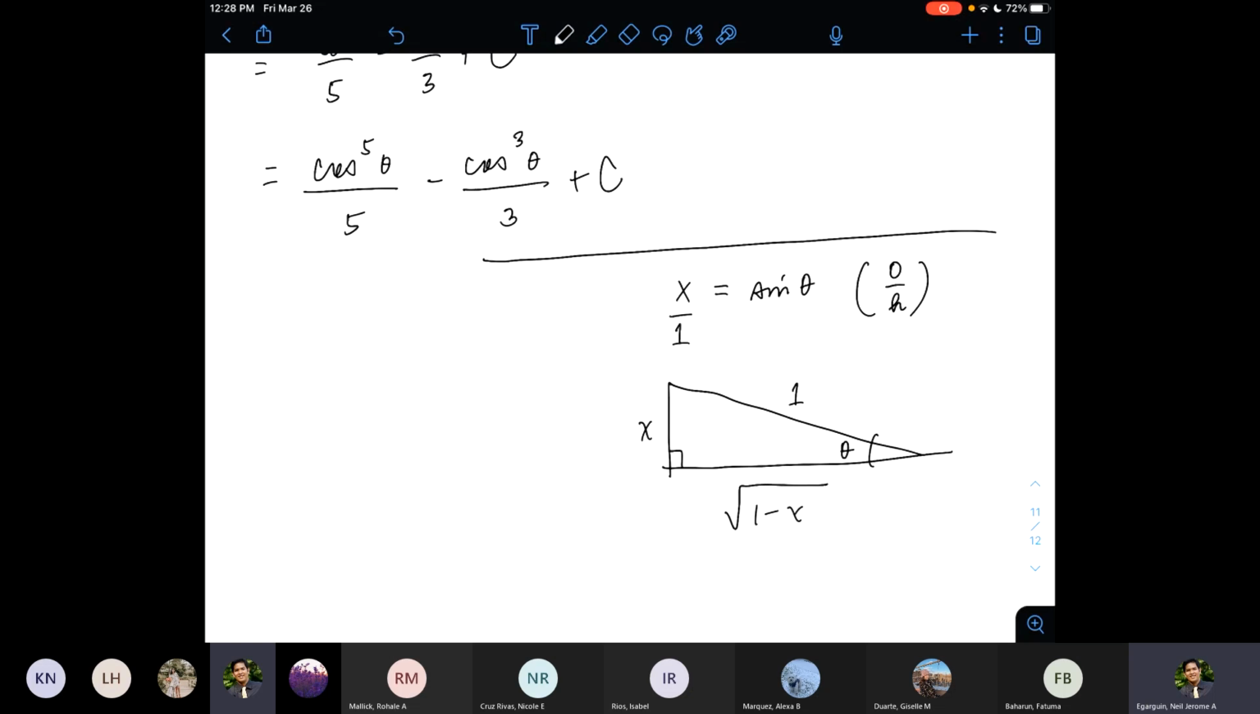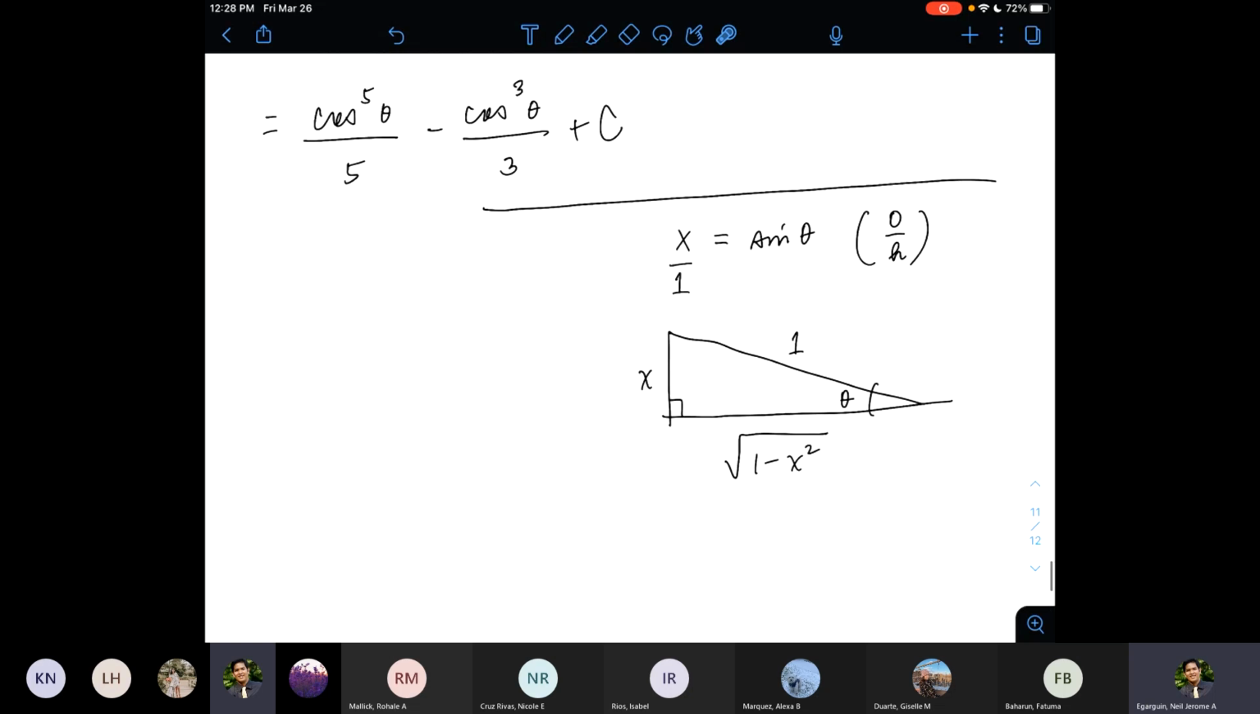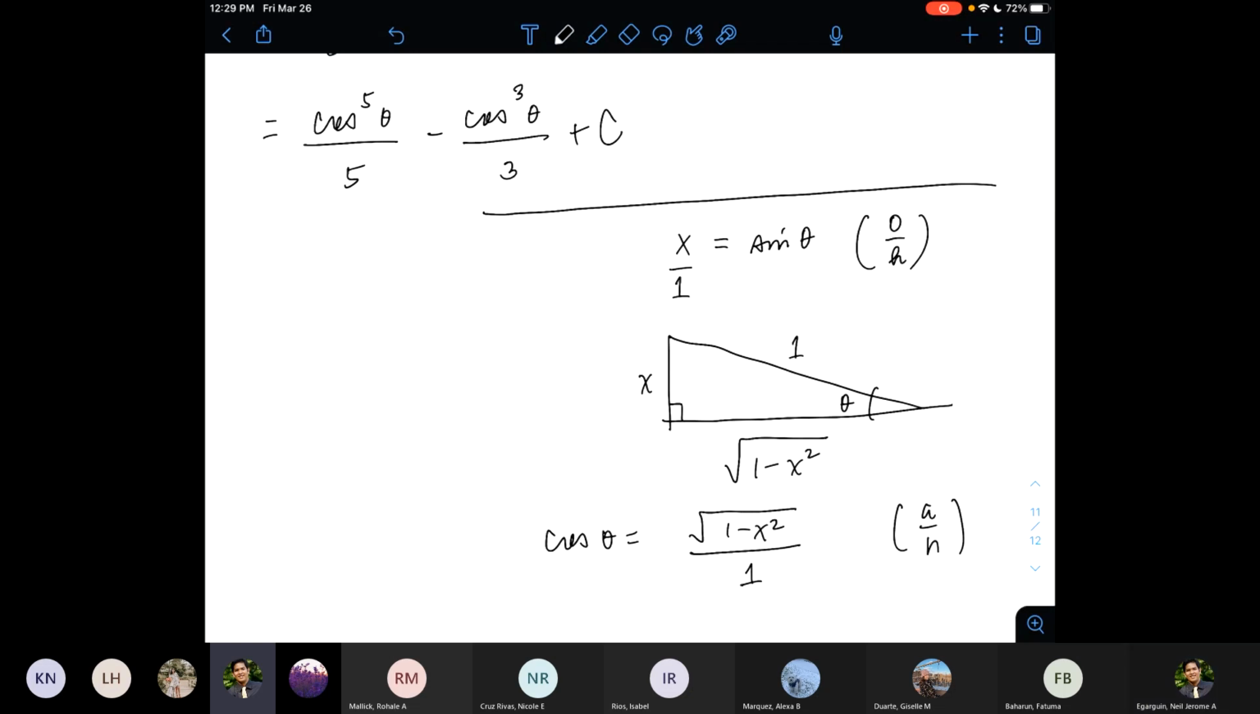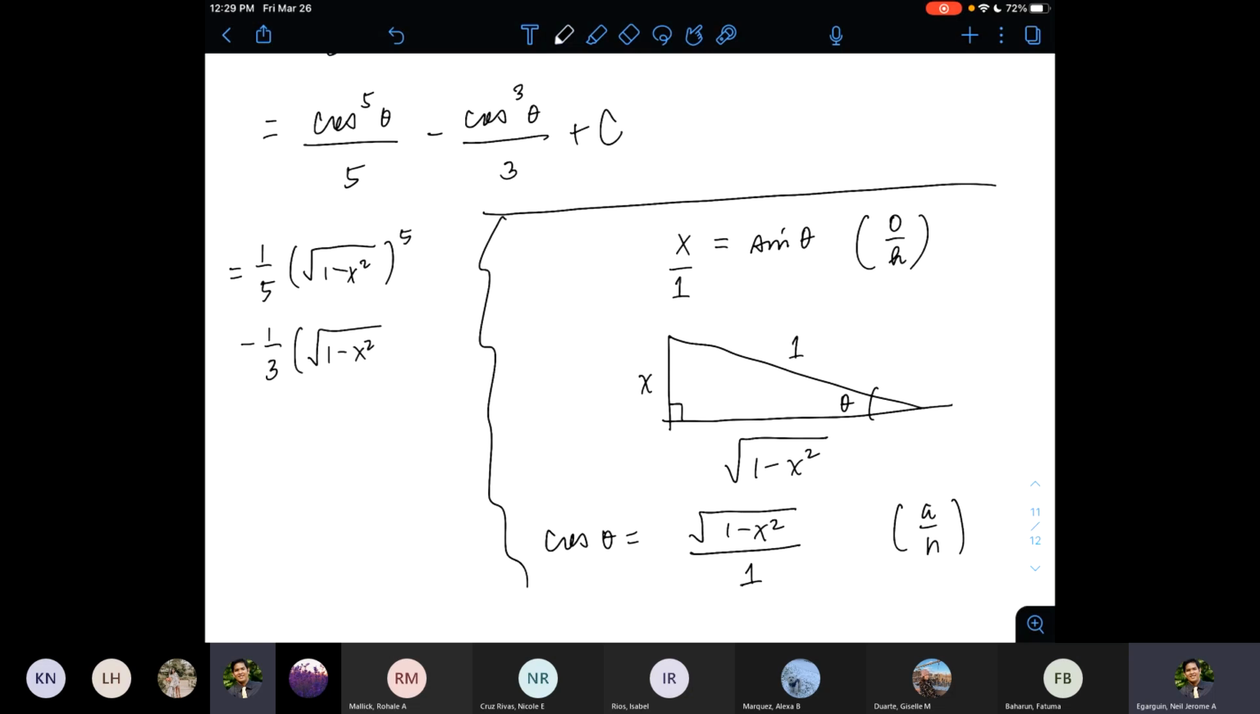So the third leg via the Pythagorean theorem is root of 1 minus x squared, which I know makes sense because this is the one that gave us problems in the original integral, right? So it seems that we have the right triangle here. But remember, we're looking for cosine theta because the answer we have right now is in terms of cosine. So looking at the triangle, cosine is adjacent over hypotenuse. So it's going to be root of 1 minus x squared all over 1. Or actually, you could have used the Pythagorean identity right away here. So you actually don't need to draw the triangle. But anyway, you'll get the same answers. So the final answer here would be 1/5 cosine theta, which is root of 1 minus x squared raised to the fifth, minus a third of 1 minus x squared raised to the third power, plus the arbitrary constant c.